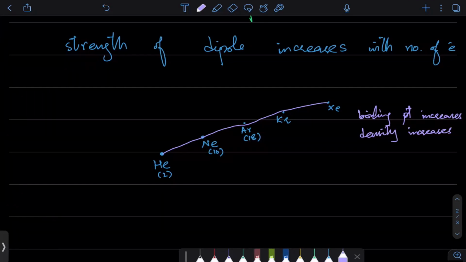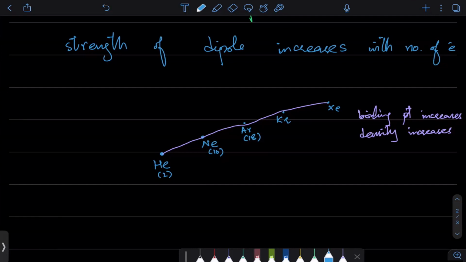But now, let's take halogens. How many electrons in fluorine? They exist as F2. So fluorine has 9 plus 9, 18 electrons. उसके इलेक्ट्रॉन आर्गन के इलेक्ट्रॉन के बराबर हैं, तो डाइपोल बराबर होना चाहिए.